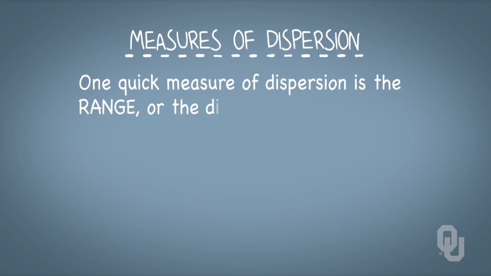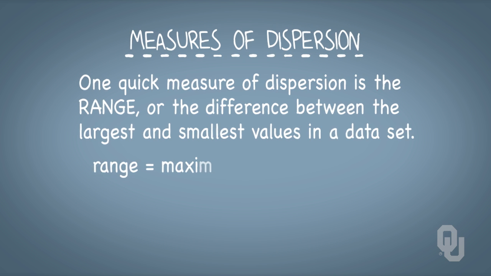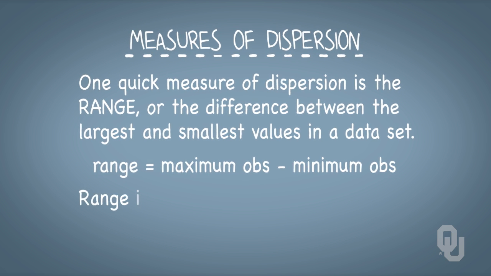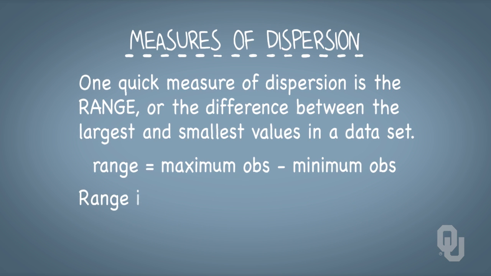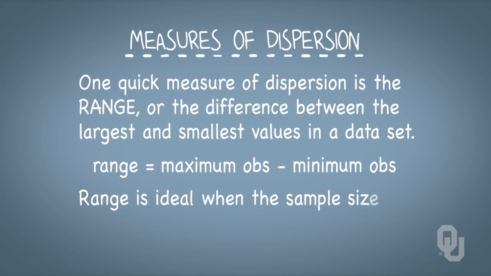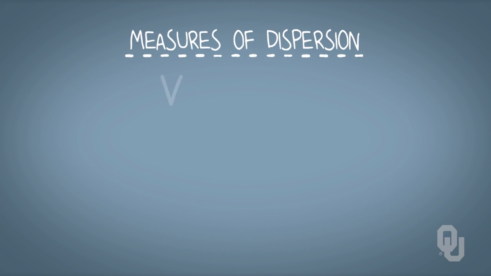One quick measure of dispersion is the range, or the difference between the largest and smallest values in a data set. The range is common in quality engineering applications when a more complicated measure of dispersion is too costly, or at least were too costly back when most widely used quality control measures were developed. The range works well as an estimate of dispersion, especially for small sample sizes, say n is less than 6 or so. The much more common measure of dispersion is variance.